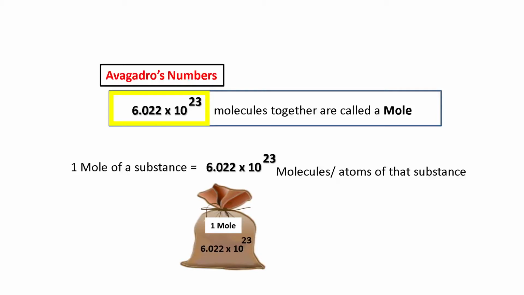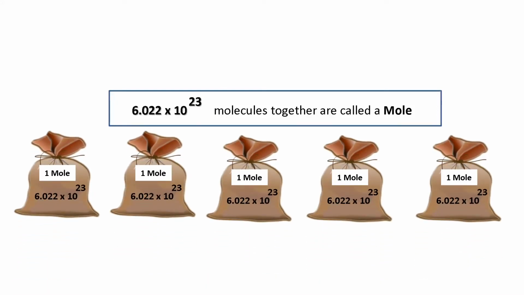In this molar bag, there can be 1 mole of carbon atoms, or it can be 1 mole of calcium atoms, or it can be 1 mole of calcium chloride molecules. Why molecules here? Because calcium chloride is a molecule, not an atom. Here we can see that there are 5 sacs containing 6.022 into 10 to the power 23 number of atoms in each bag. So we have 5 moles of atoms in total, right?